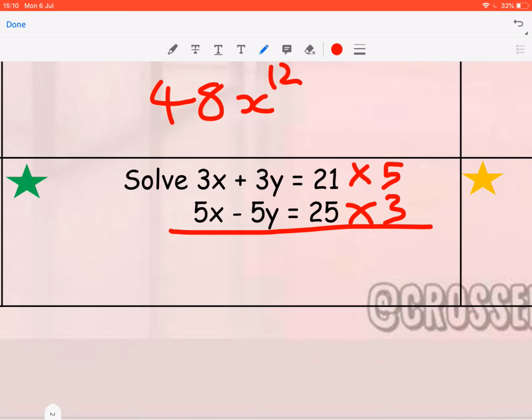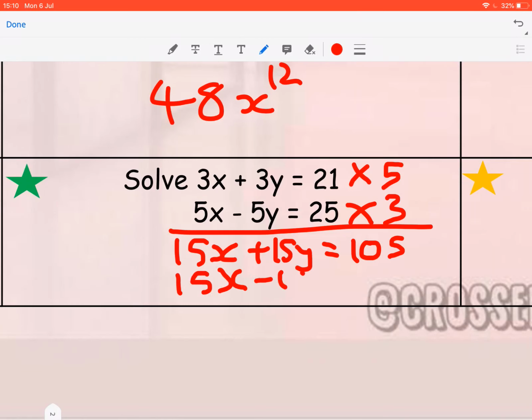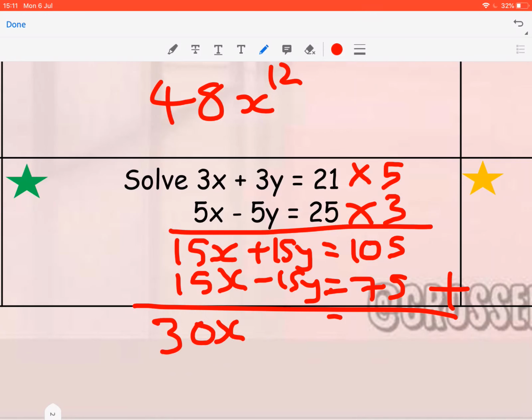Times the top by 5, I get 15x plus 15y equals 105. Times the bottom by 3, I get 15x take away 15y equals 75. Once you're there, you're going to add them together, because if you've got a plus 15y and a minus 15y and you add, they'll cancel out. Gives us 30x equals 180. If 30x equals 180 and we divide through by 30, x would have to be 6.